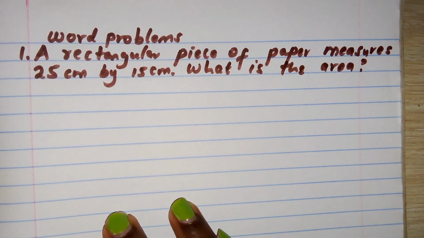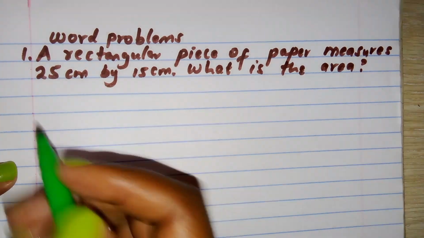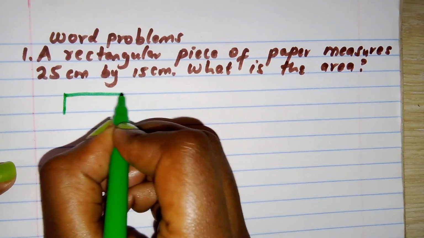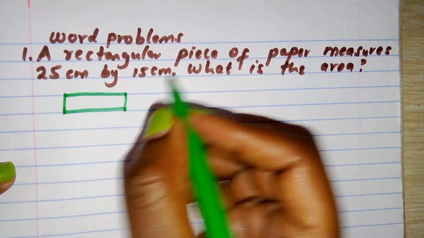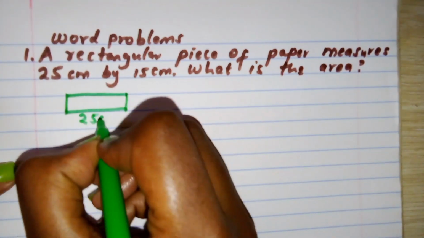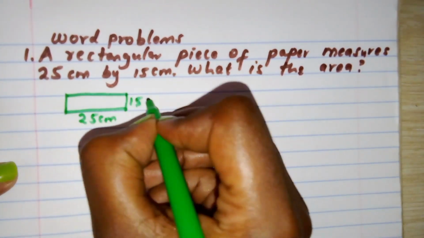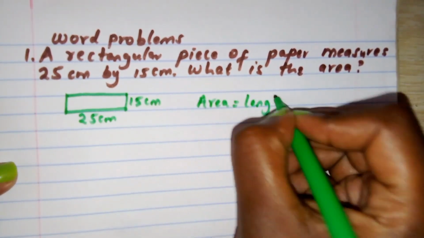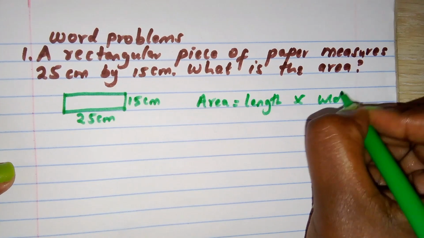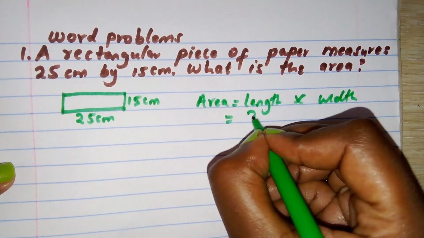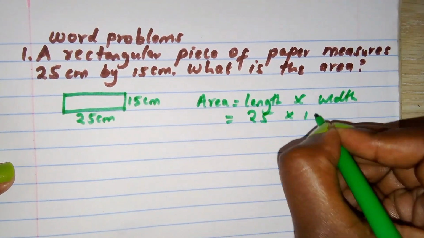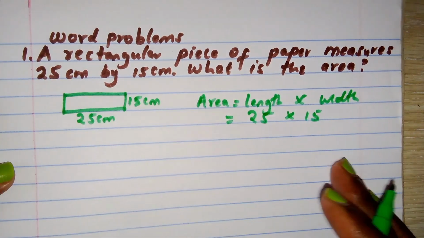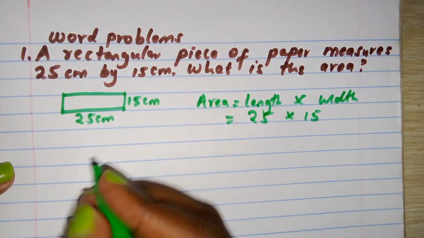The next one, word problems on multiplication. A rectangular piece of paper measures 25 centimeters by 15. So we can just make a sketch of the paper. So 25 centimeters is the length and 15 centimeters is the width. Area equals length times width. The length is 25 and the width is 15. Now for this one, let's try with the column method.